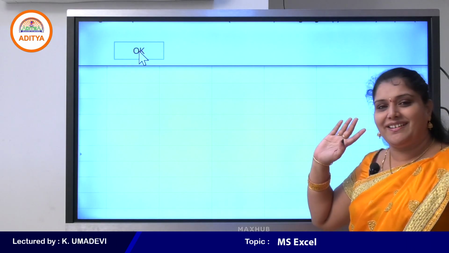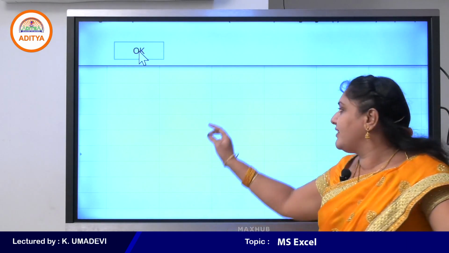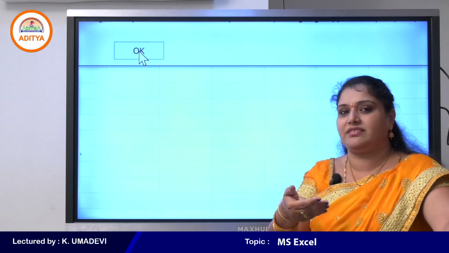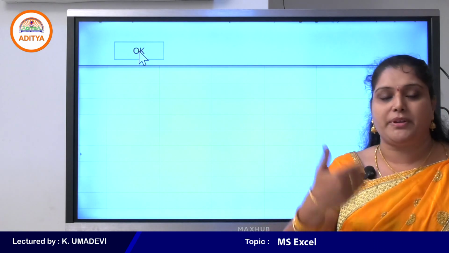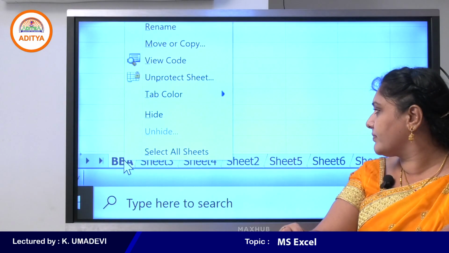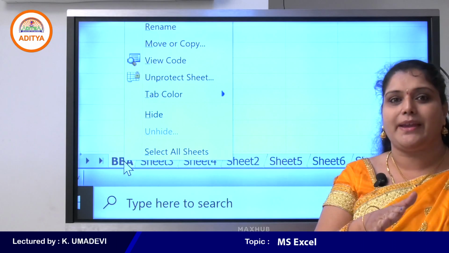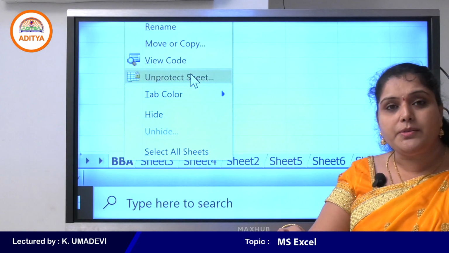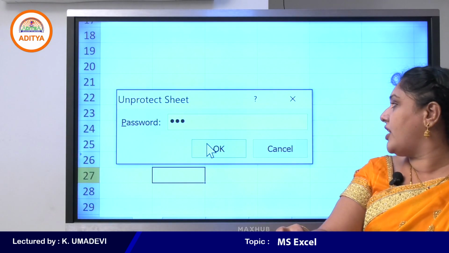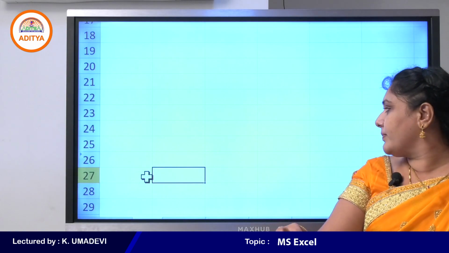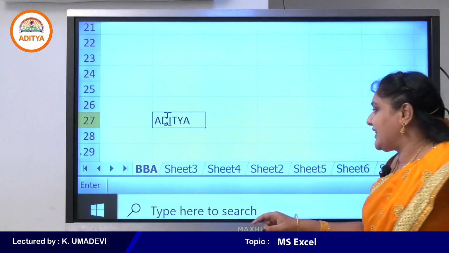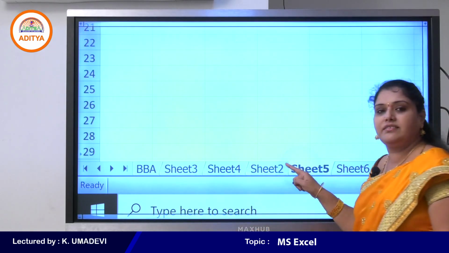See, if I start typing on that sheet, we cannot edit the cell data and we cannot enter the new data on the protected sheet. So if you want to edit that sheet, simply first you can unprotect the sheet by giving the password. Again right click on the same sheet and click on unprotect sheet. Again enter the password and click on OK. So now enter data. So like this we can protect each and every sheet. That is the advantage of Excel.